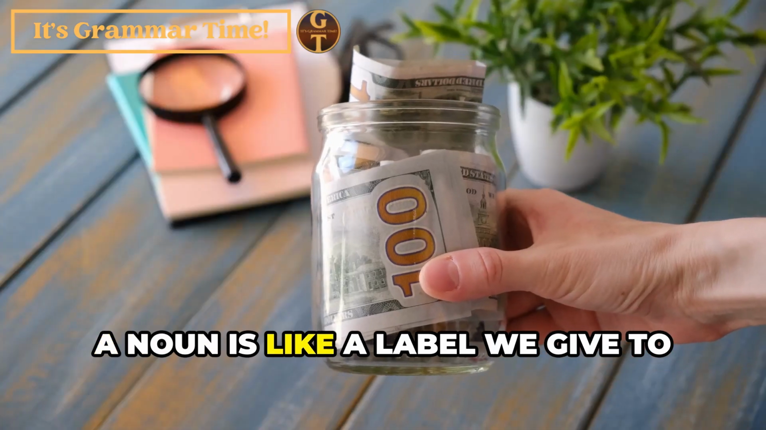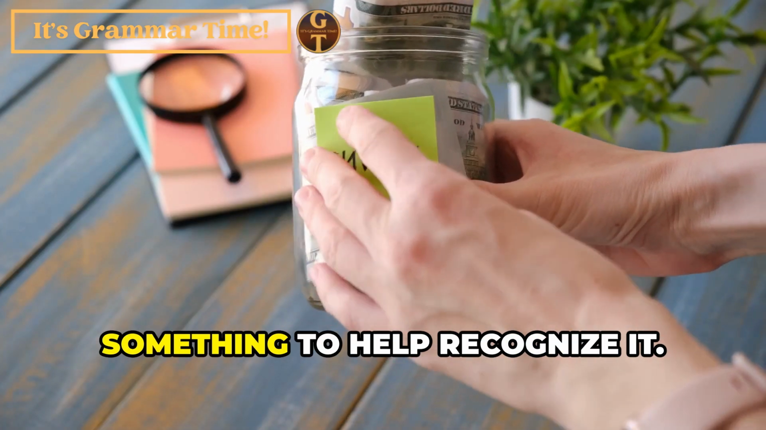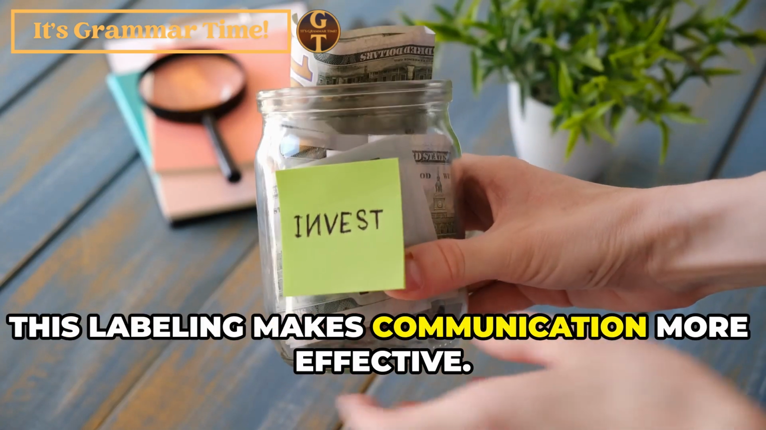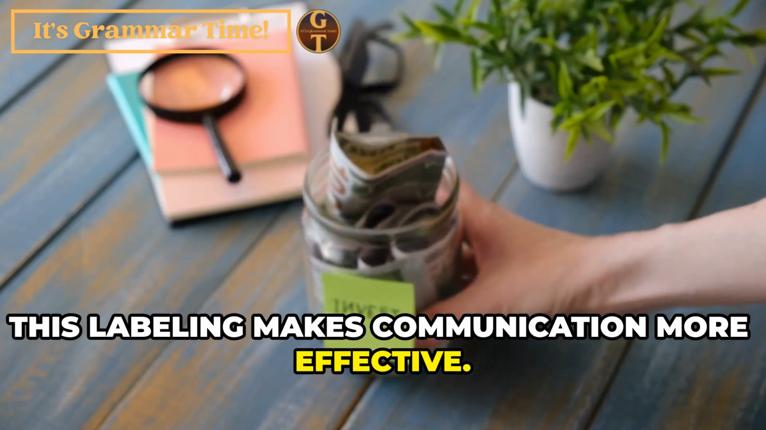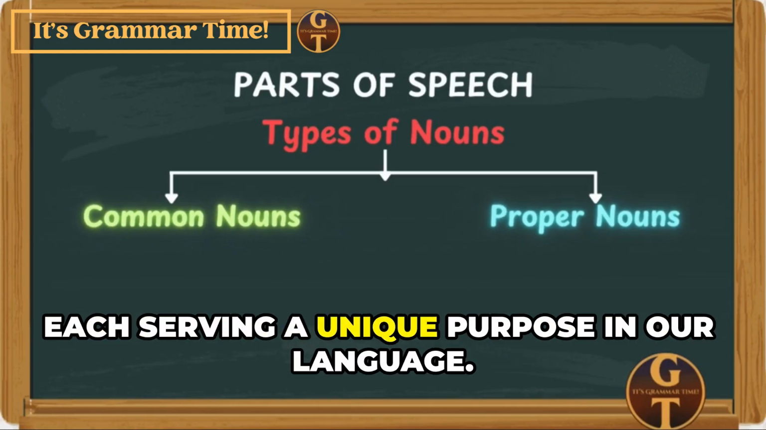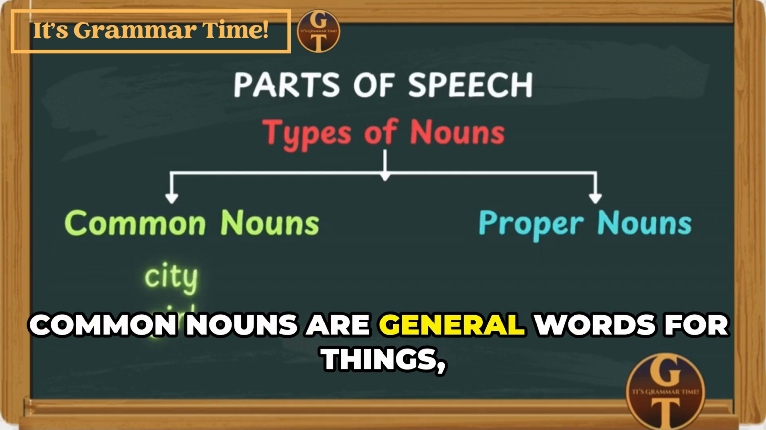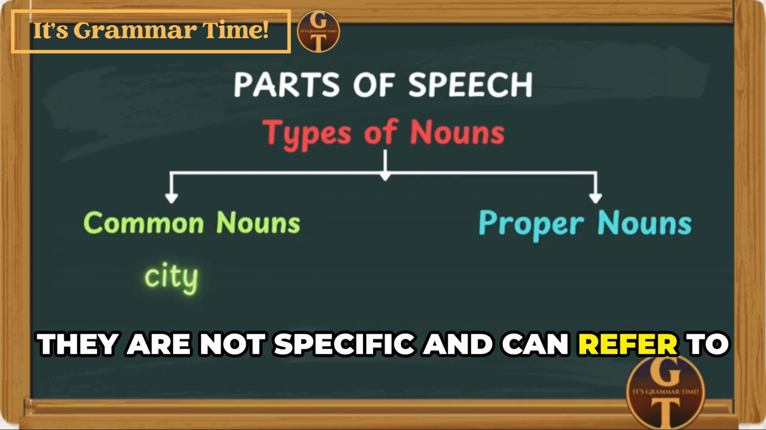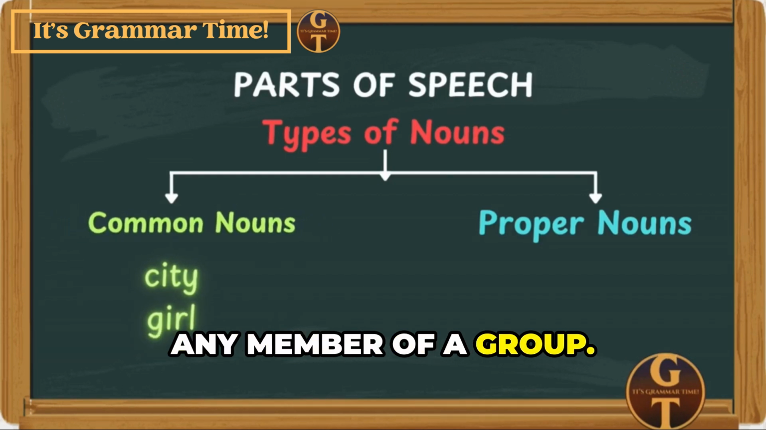A noun is like a label we give to something to help recognize it. This labeling makes communication more effective. There are different kinds of nouns, each serving a unique purpose in our language. Common nouns are general words for things like city or girl. They are not specific and can refer to any member of a group.